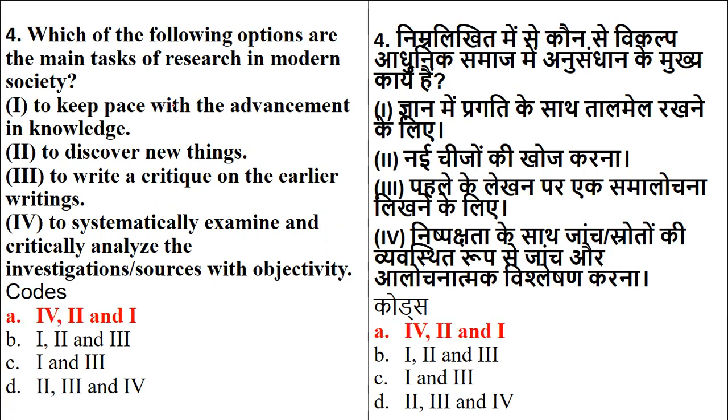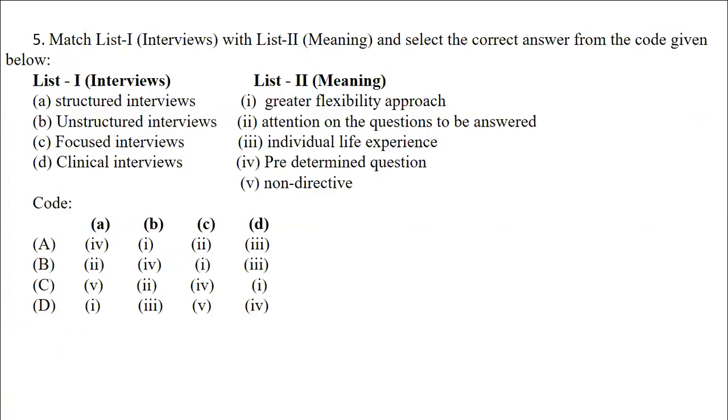The advancement, that is the progress, discovery, and systematic use of resources. Criticizing earlier writing is not ethical in research. You're not meant to write a critique. You can just take what things have not been done, and you can work on those things in the coming future.